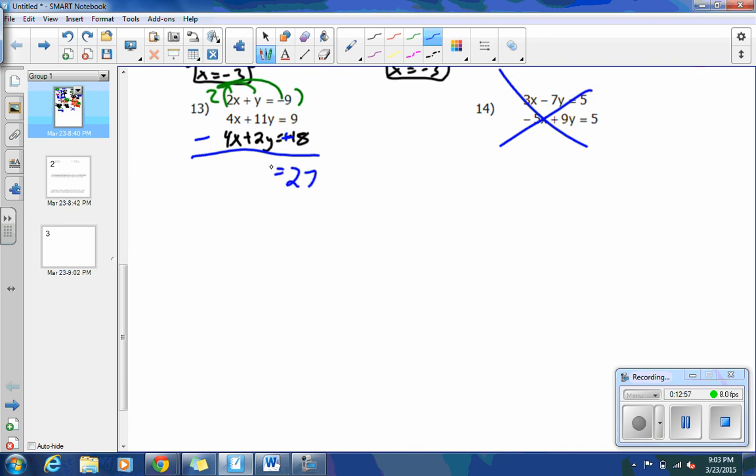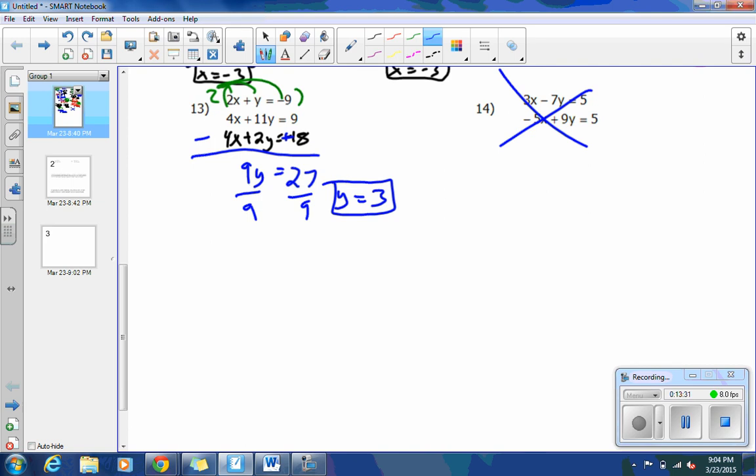11y minus 2y is 9y. And 4x minus 4x is 0. So to solve for y here, just divide by 9, and our y is equal to 3. So if you notice there, we had to change one of the equations to make this easier for ourselves. But once we changed that one equation, multiplying the whole equation by 2, the elimination method worked really nicely for us here.